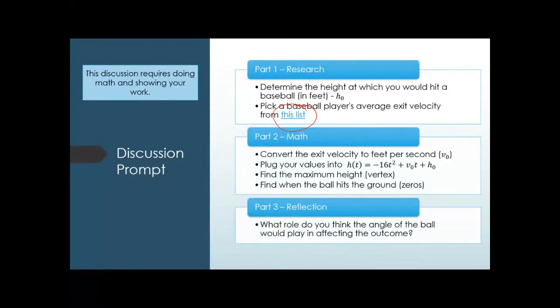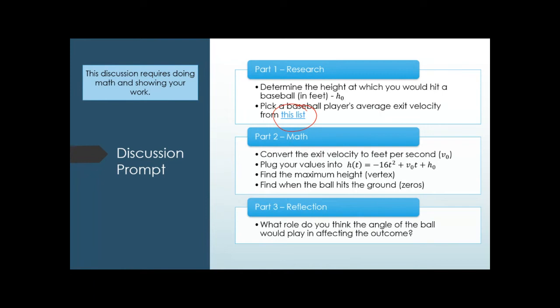it will give you a list of baseball players, and then it gives a whole bunch of data. And so you want the average exit velocity. That is the average speed the baseball is going after they hit it with the baseball bat.